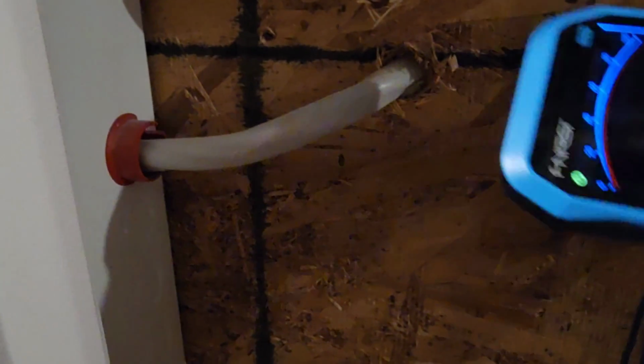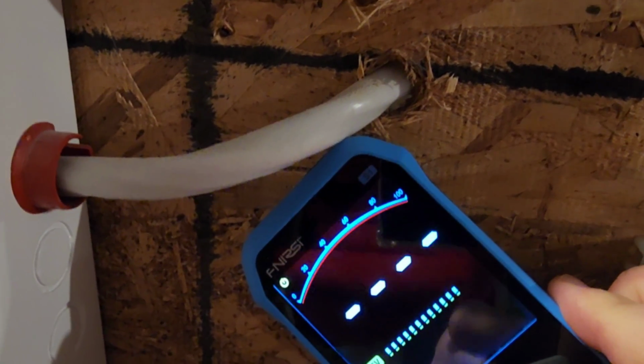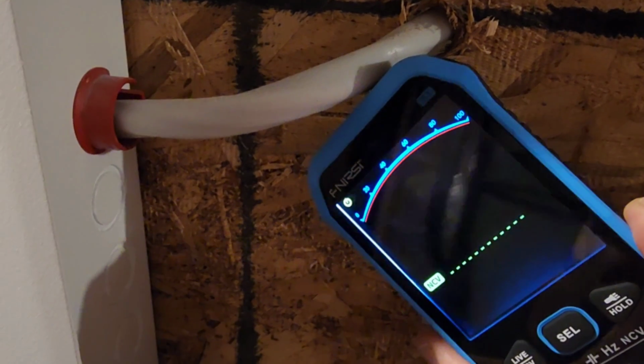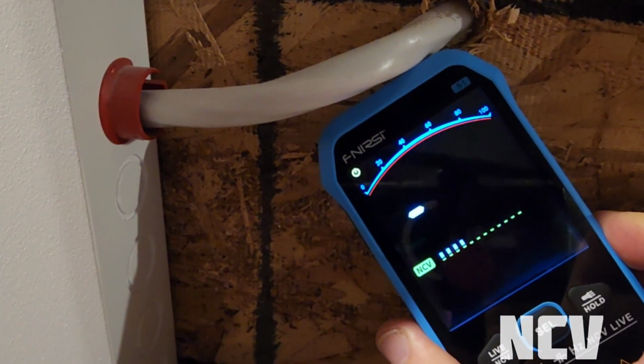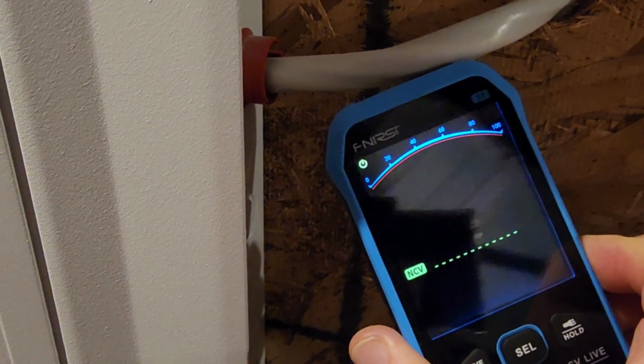So here we are doing some NCV on the mains, and it's a little funky. Not doing such a great job. It picks it up there, then kind of loses it, and it can't regain that sensing, so I don't know, it's a little bizarre.